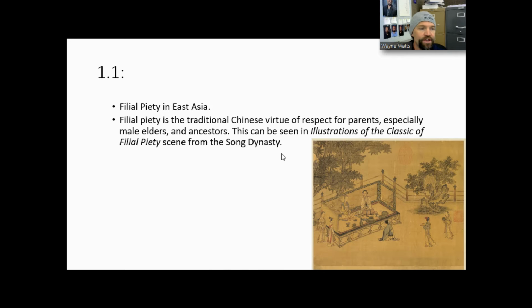So that takes us to culture, right? Theme 2. In China, there's this expectation of what's known as filial piety, the traditional Chinese virtue of respect for parents, especially male elders and ancestors. This can be seen in illustrations of the Classic of Filial Piety scene from the Song Dynasty.